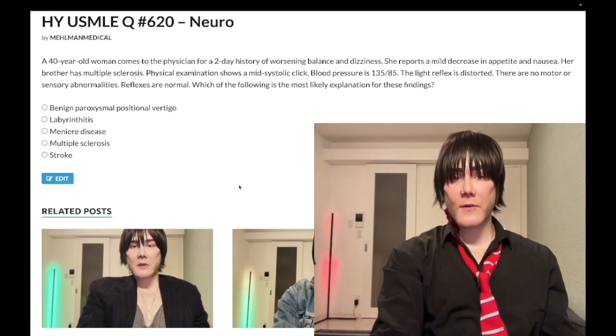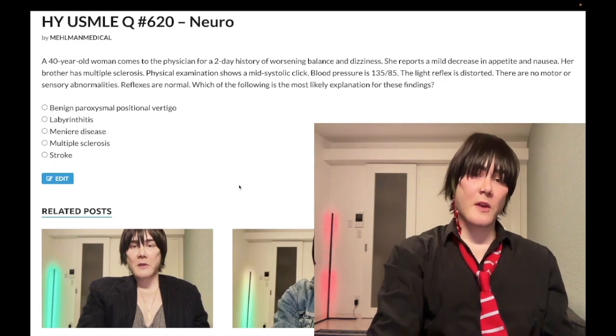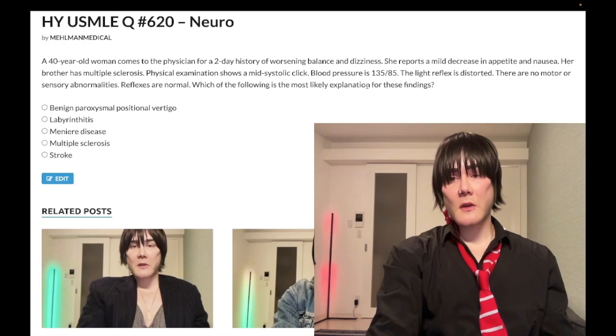Now start the clip. So, a 40-year-old woman with a history of worsening balance and dizziness. She reports a mild decrease in appetite and nausea. Her brother has multiple sclerosis. Physical exam shows a mid-systolic blood pressure of 135/85. Light reflex is distorted. There are no motor or sensory abnormalities. Reflexes are normal. Which of the following is the most likely explanation for these findings?